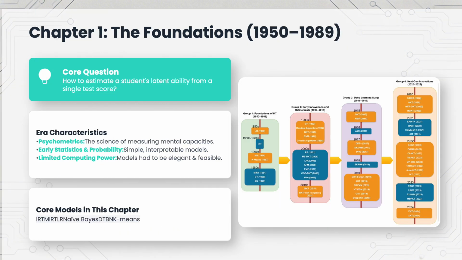Our story begins in the period we call the Foundations era, roughly from 1950 to 1989. Back then, the field was dominated by psychometrics, the study of measuring intelligence and abilities. Computers were large, expensive, and not very powerful by today's standards. So, the core question was a fundamental one. How can we take a single test score, like a percentage on an exam, and use it to estimate a student's true underlying ability? This chapter will introduce you to the pioneering models that tried to answer this question, models that are still influential today.